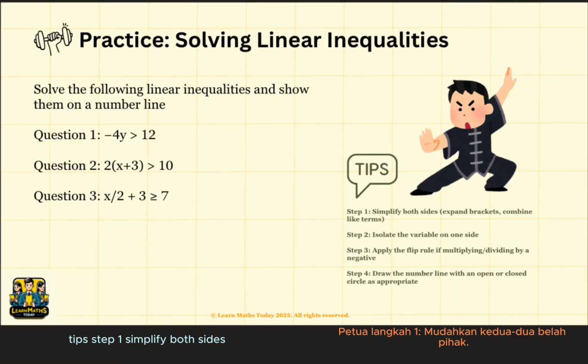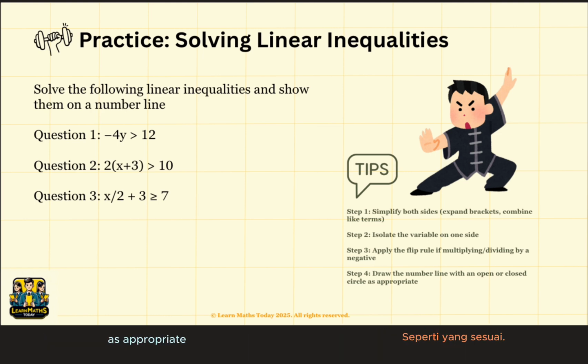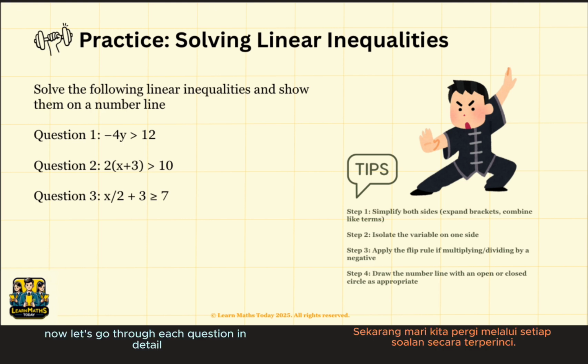Tips: Step 1. Simplify both sides. Step 2. Isolate the variable on one side. Step 3. Apply the flip rule if multiplying or dividing by a negative. Step 4. Draw the number line with an open or closed circle as appropriate. Now, let's go through each question in detail.